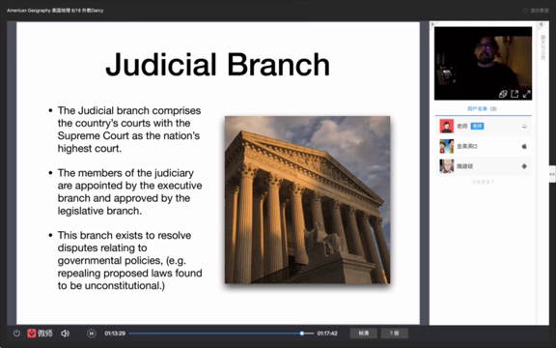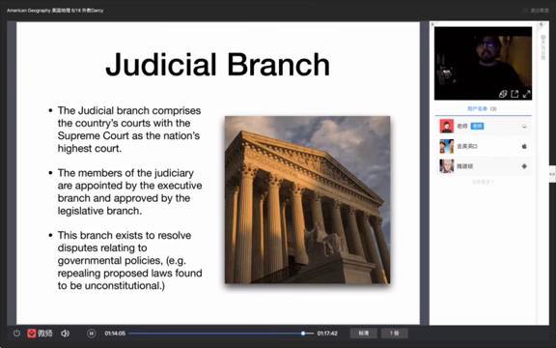The judicial branch is what comprises the country's courts, with the Supreme Court as the nation's highest court. Members of the judiciary are appointed by the executive branch and approved by the legislative branch. So when the new incumbent president takes power, one of the things that he or she tries to do is put their appointed people into the Supreme Court and judiciary. They interpret the law.